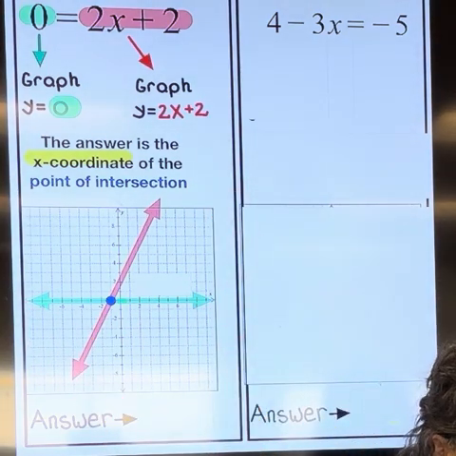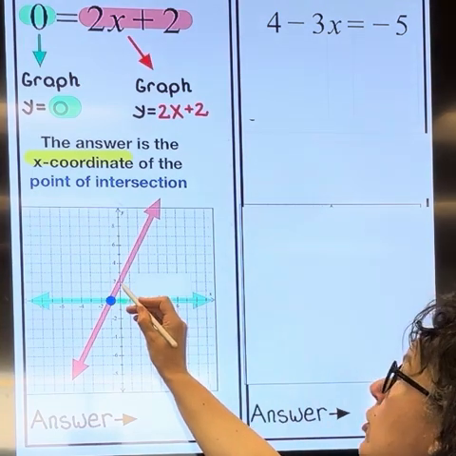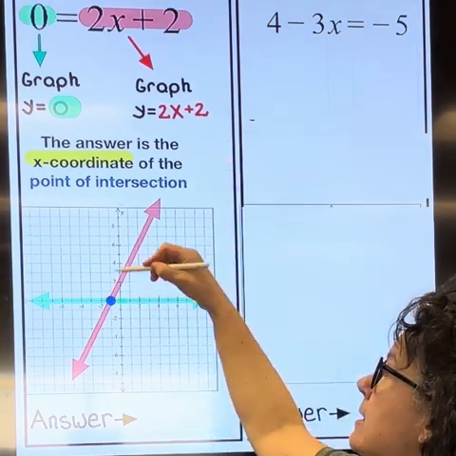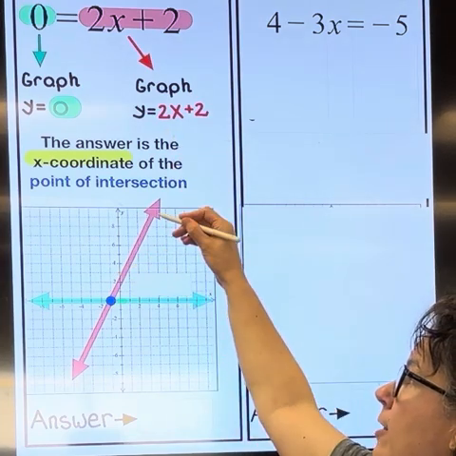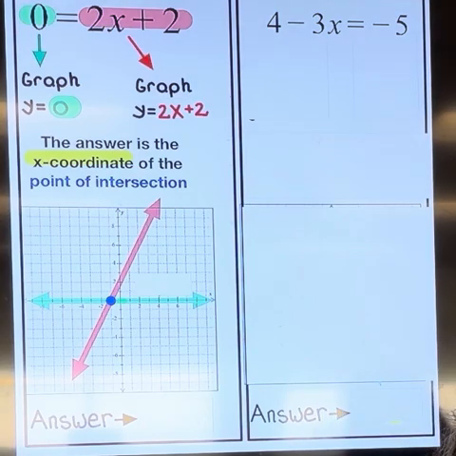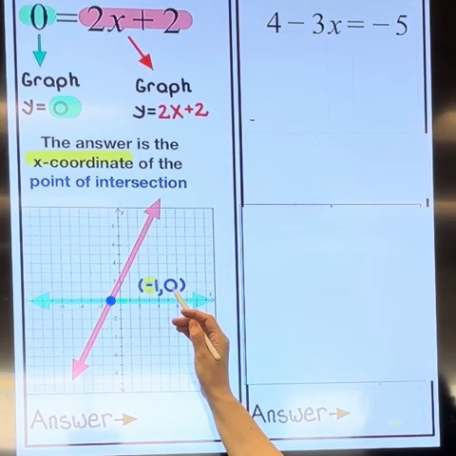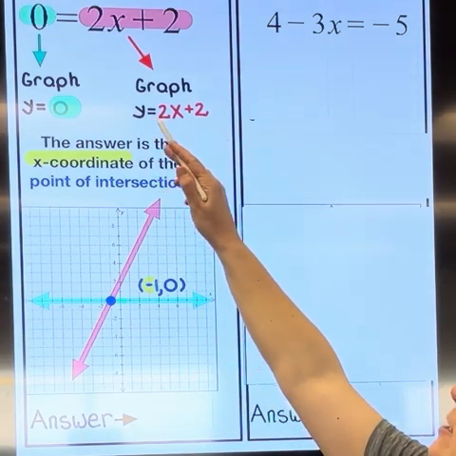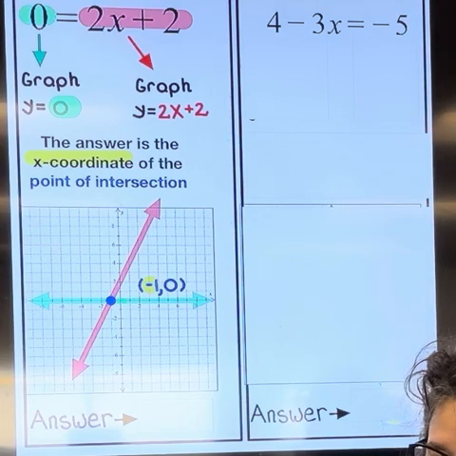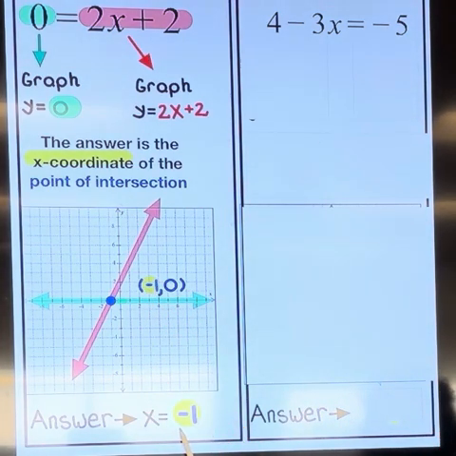If I want to graph y equals 2x plus 2, I could begin at 2 on the y-axis, and then slope is 2, rise 2, run 1, and draw that line. These two lines intersect at the point (-1, 0), and so the answer to the equation 0 equals 2x plus 2 is the x-coordinate, and that is -1.